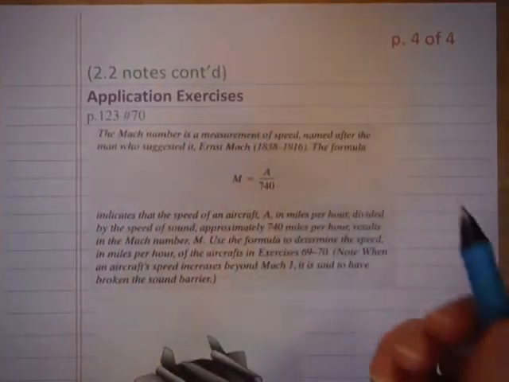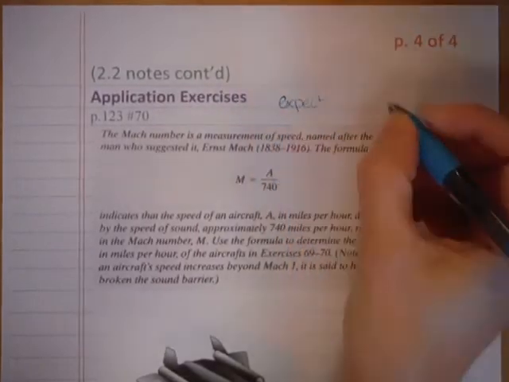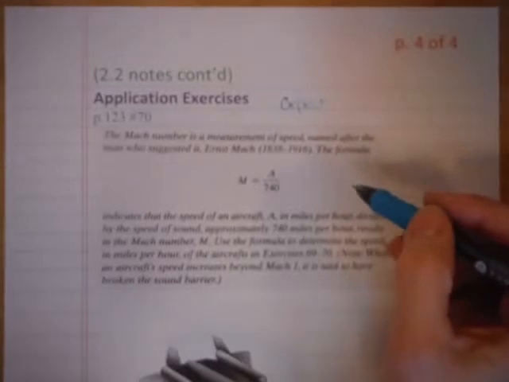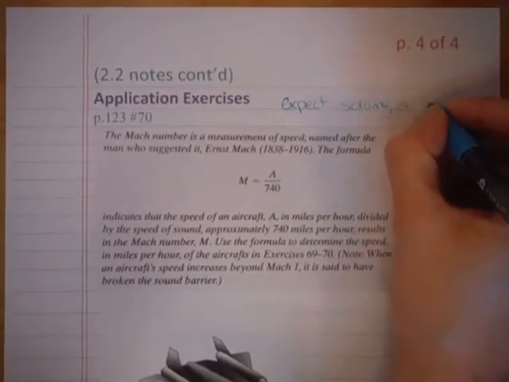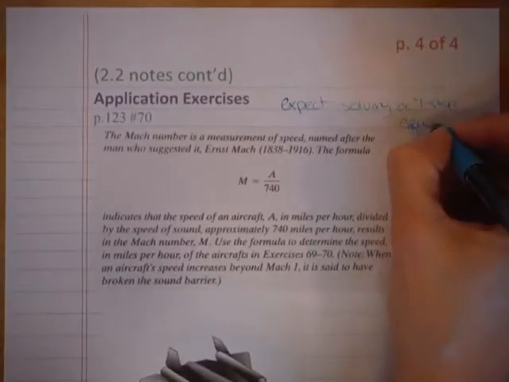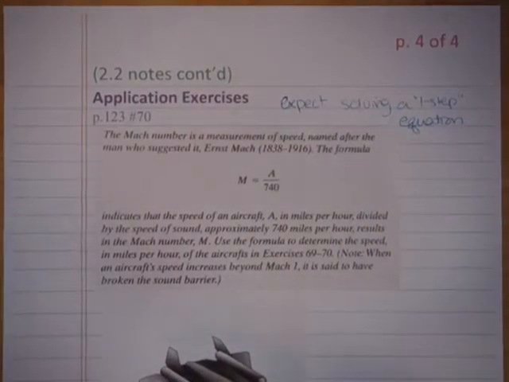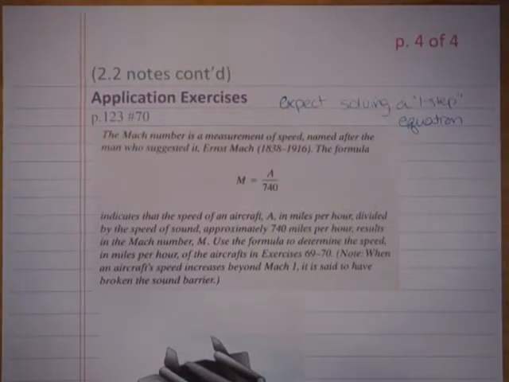In the application exercises, just like any section we've been doing so far, you can expect that the problem is going to have you set up or work with something similar to what you've been doing in that section. So in this case, we can expect that we're going to be solving what the book commonly refers to as a one-step equation. And in this case, multiplying or dividing both sides by the same number, because we're dealing with the multiplication property of equality in this particular section.